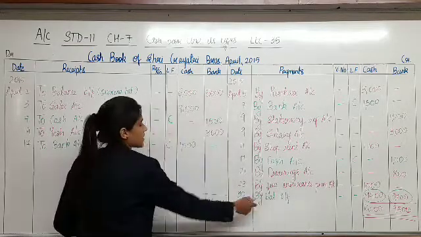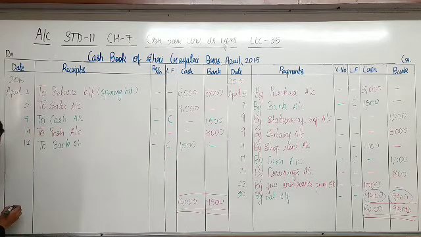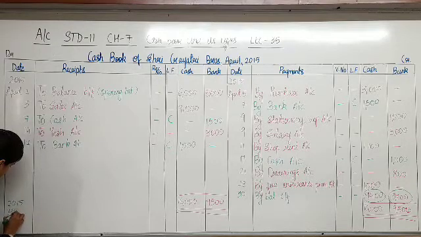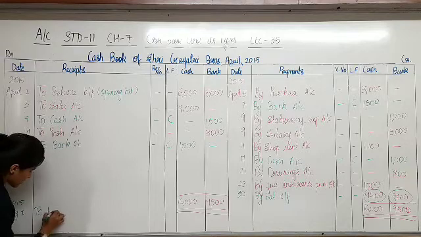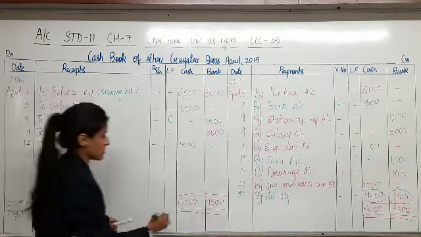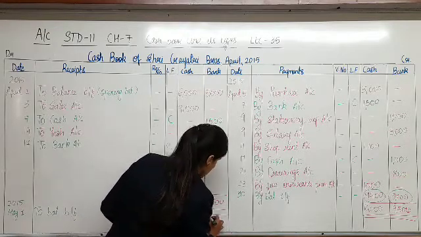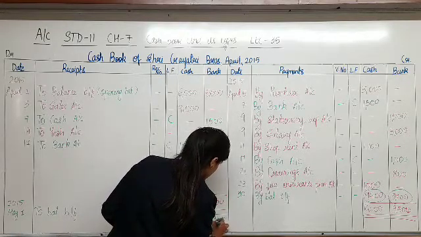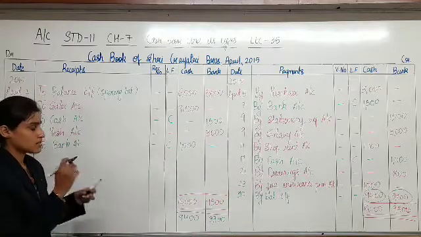Of course, this will become the opening balance for next month, for the month of May. 2015, May 1st, to balance brought forward the same amount, 9400 and 3700. Yeah, there is a short of space and this completes our sum.